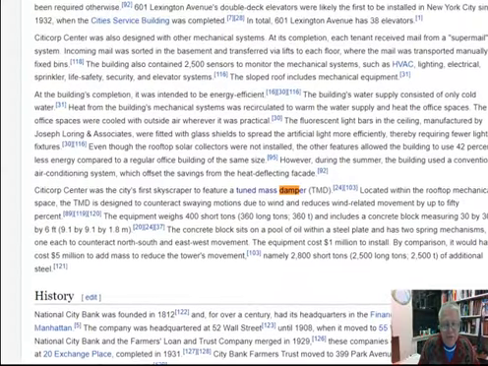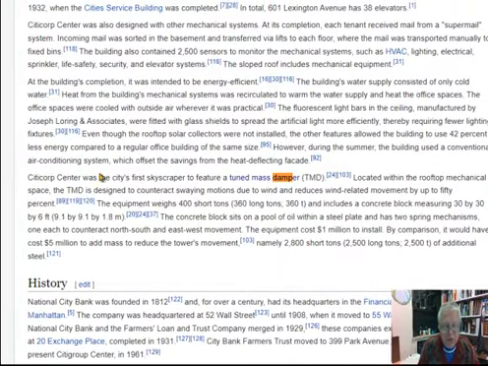All right, almost the next problem. So I did look at the Wikipedia article for the Citicorp Center, and so here it is. It was the city's first skyscraper to feature a tuned mass damper, located within the rooftop mechanical space, and so on. There's the 400 short tons, which is 400,000 kilograms, or 800,000 pounds, or a little bit more.